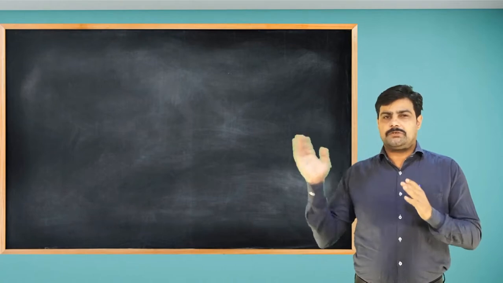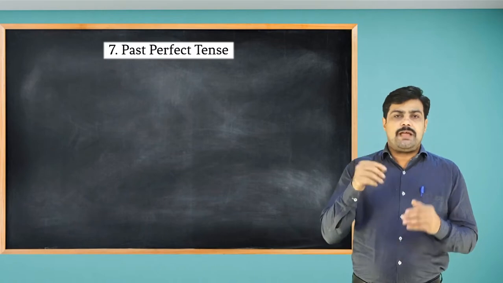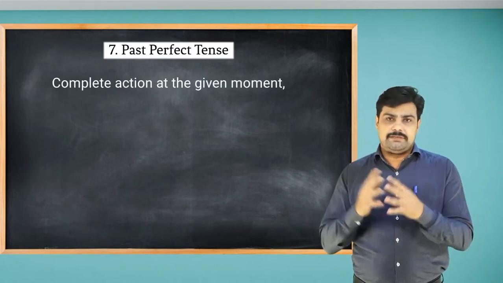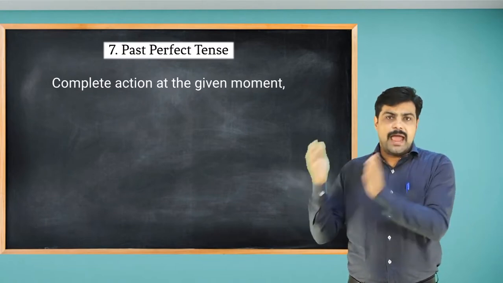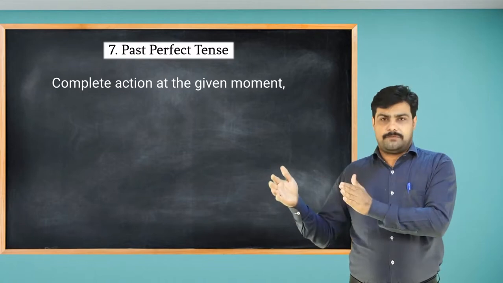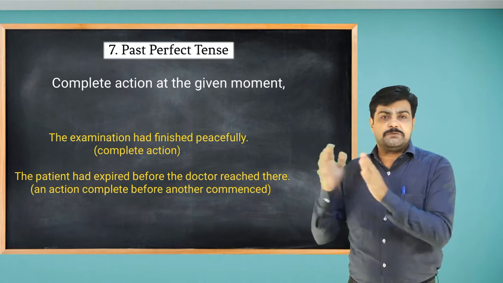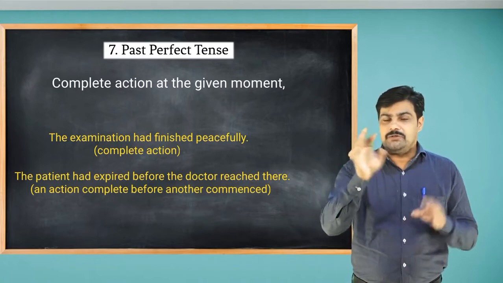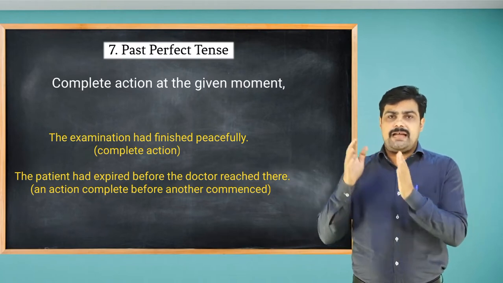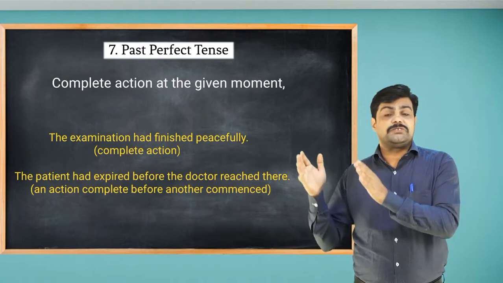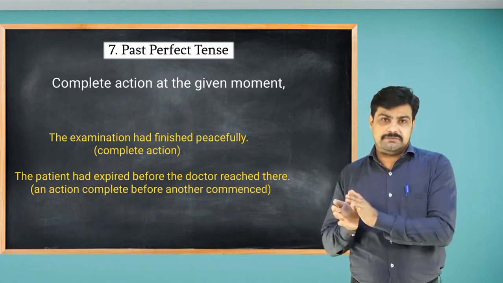The other tense on the screen is past perfect tense. This tense refers to a complete action at the given moment. It also refers to an action, part of which is over and some is yet to be over. For example, the examination had finished peacefully. Here the action is complete, the work is complete. Second sentence, the patient had expired before the doctor reached there. Now here is an action complete before another commenced.